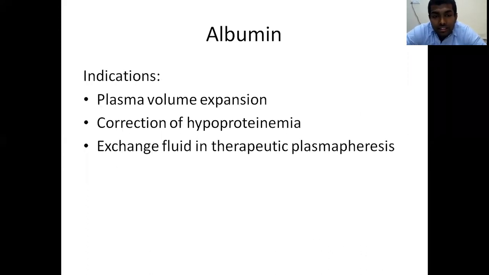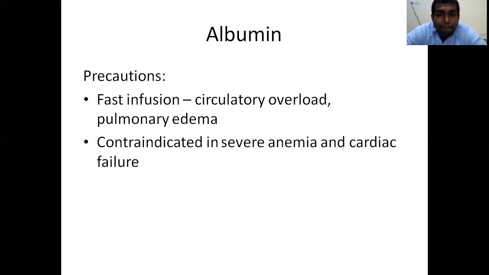Now, what are the indications when there is need for plasma volume expansion? To correct hypoproteinemia in anasarca, and it is used as an exchange fluid in therapeutic plasmapheresis. Now, what are the precautions to be taken when giving albumin? If you give it too fast, it causes circulatory overload and pulmonary edema. It is contraindicated in severe anemia and in patients with cardiac failure.